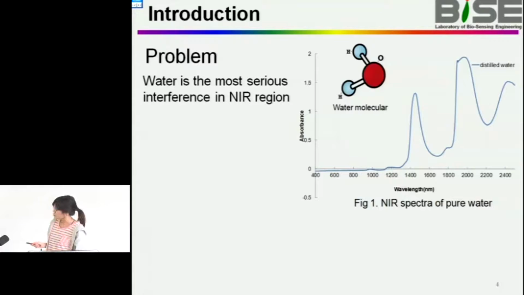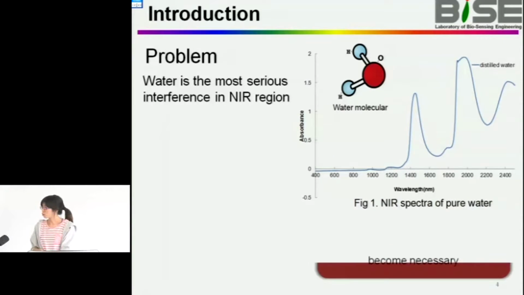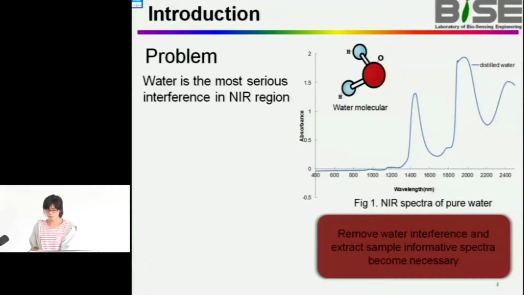This figure shows the water absorption in the NIR region. From this figure, we can see that water has 2 strong and broad absorption peaks in the NIR region. These 2 peaks are caused by OH bond motions in water. Usually, water absorption is much higher than that of the sample in this experiment, much higher than CGA. So how to remove water interference and extract the sample's informative spectrum becomes important.